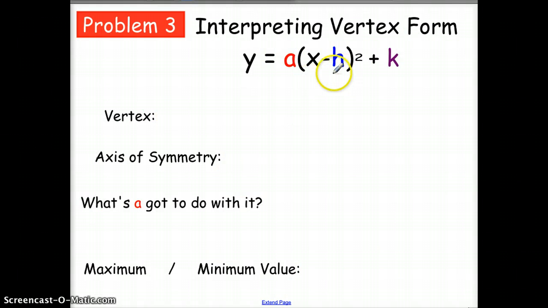So vertex is always going to be (h, k). It's always the opposite of what's inside of here and the exact value here. The axis of symmetry is always going to be x equals that h. And what's a got to do with it? a stretches or compresses.